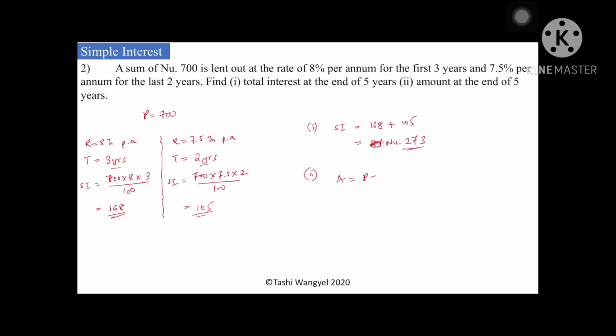Amount is the principal plus interest. So the principal 700 plus the total interest 273 gives 973 as the amount after 5 years. In both parts the rate is the same, so the formula is the same. Substitute the values and calculate.